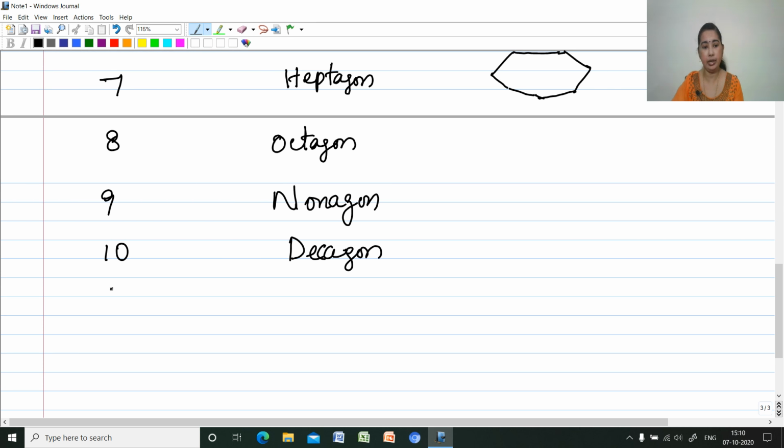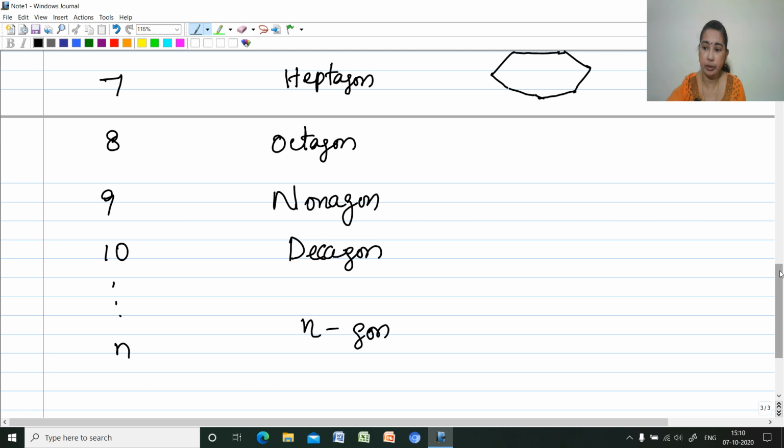So accordingly, if it is an n-sided figure, we call it an n-agon. That is, we name it according to the number of sides. If it is 8, we call it an octagon; 7, a heptagon; 10, a decagon. In the same way, for n number of sides, we can write accordingly. So that is the classification of polygons. And keep in mind that the smallest polygon is a triangle.